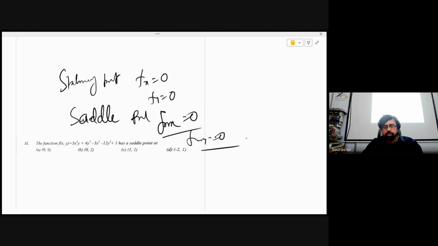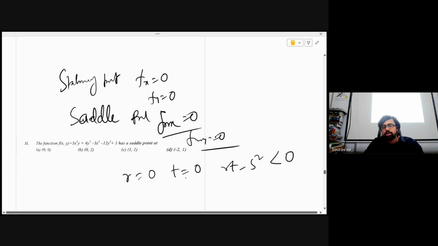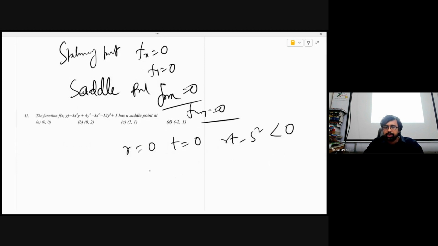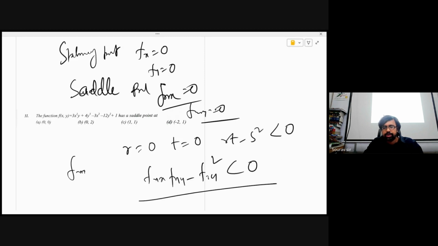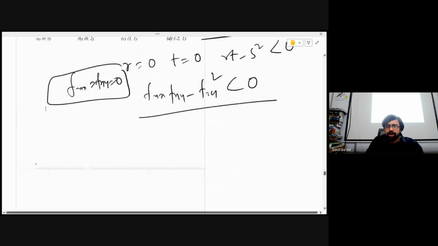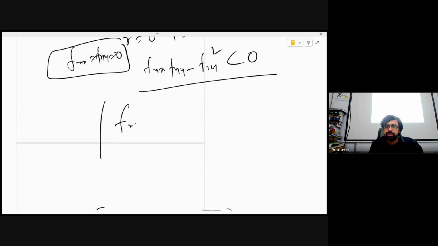Saddle point is a point where maxima or minima can happen. In general, it is the point where r equal to 0, t equal to 0, and rt minus s squared is less than 0. Okay, that means fxx, fyy minus fxy squared, this thing is less than 0, and fxx equal to fyy equal to 0. In matrix formation, also we can say it like this: fxx, fxy, fyx, fyy.